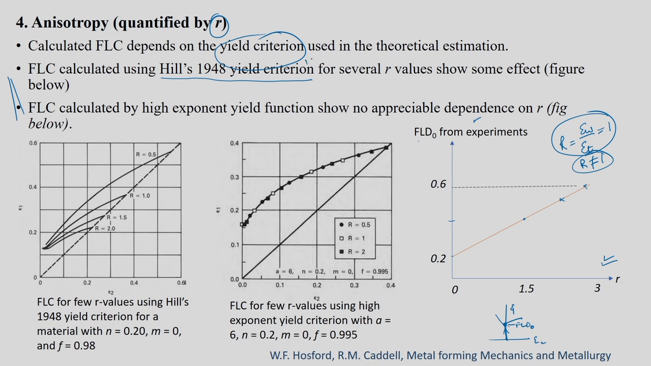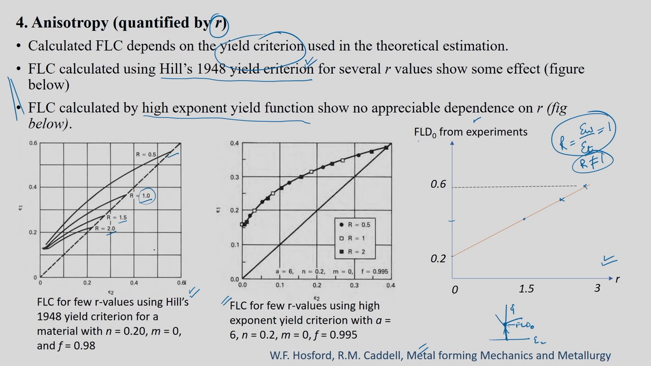If you use this type of yield function, then it will have some effect. I have given that here from this particular book. It is discussed more, you can look into it. And instead of Hill's 1948 yield function, if you use a higher exponent yield function, then the effect on the forming limit curve is actually different. That is given in this second diagram. You will see the forming limit curve for a few R values: 2, 1.5, and so on. So, this is isotropic, you can say. You reduce it and then you increase it. You will see how the forming limit curve is going to change on the right side of the forming limit diagram.